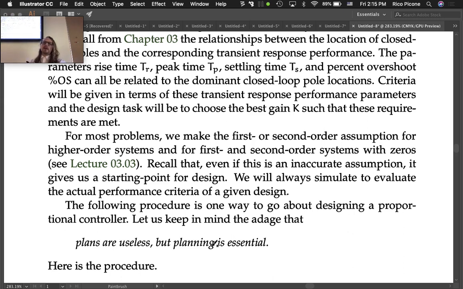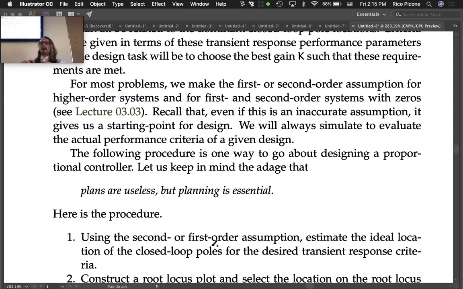The following procedure is one way to go about designing a proportional controller. Let us keep in mind the adage that plans are useless, but planning is essential. So, anybody who's written a note card for their exam before knows this. You write your note card and then you never look at it the whole exam, but if you never wrote the note card, it would have been a problem. So writing that note card tends to help you study for the exam.